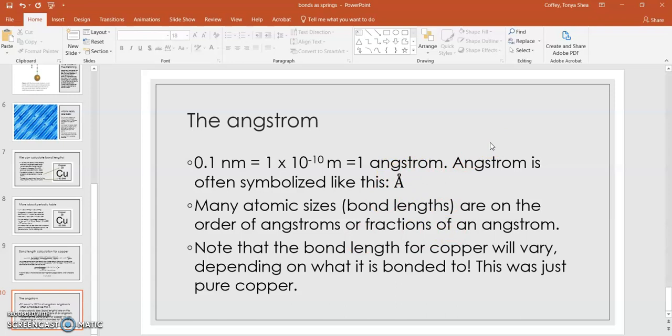All right, one more thing. Note that the bond length for copper will vary depending on what it's bonded to. This little simple calculation that I took you through was just for pure copper, but if you had some compound like copper sulfate or something like that, then you would expect the bond lengths to be different and the densities to be different.